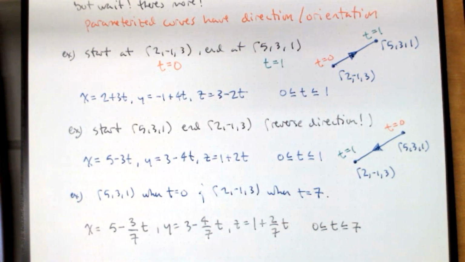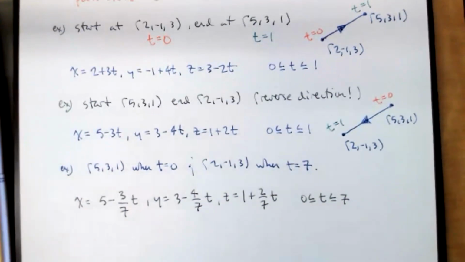So when t is equal to 0, we're at 5, 3, and 1 like we wanted. And we don't subtract an entire 3 from the 5 until t is equal to 7. We don't subtract 4 from 3 until t is equal to 7. And we don't add 2 to the 1 until t is equal to 7. So now I've got the same segment. We just slowed it down a little bit.